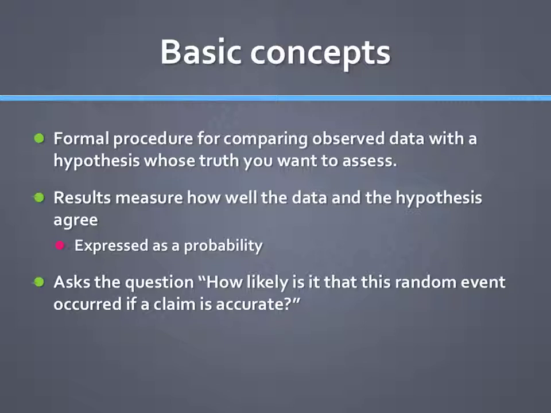We're going to construct a probability based on the sampling distribution and ask the question, how likely is it that this random event occurred if, again, the claim is accurate? So how likely is it that 50 cans of soda produced a mean of 11.9 ounces if it's actually true that the company is filling them to 12 ounces? So some of this might seem familiar. We're just going to put, as it says, a more formal process to this idea.